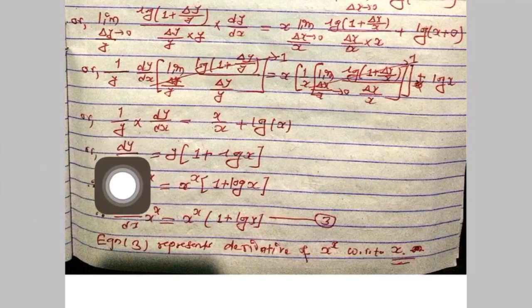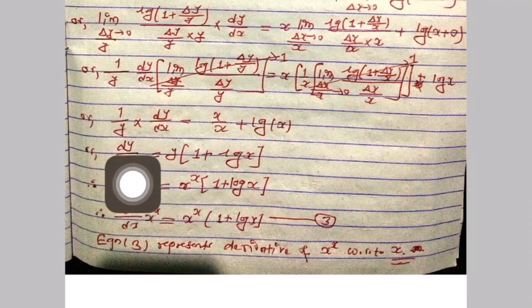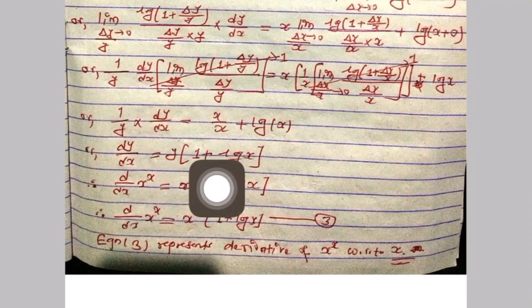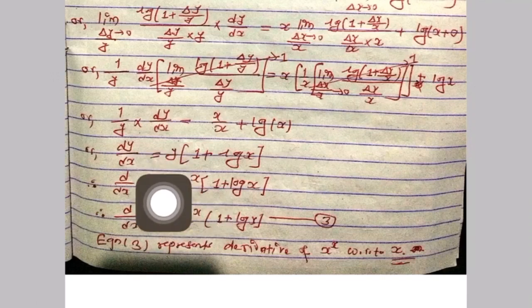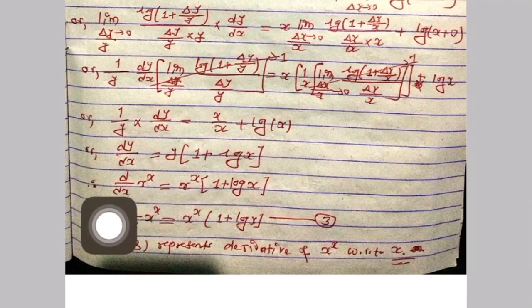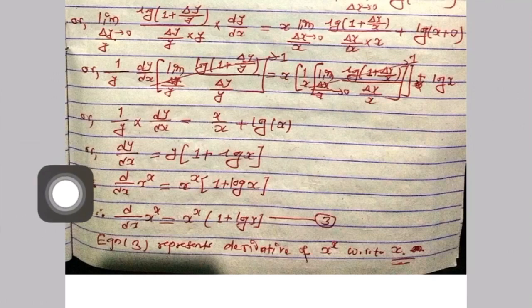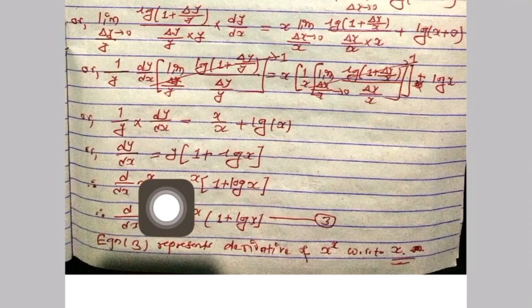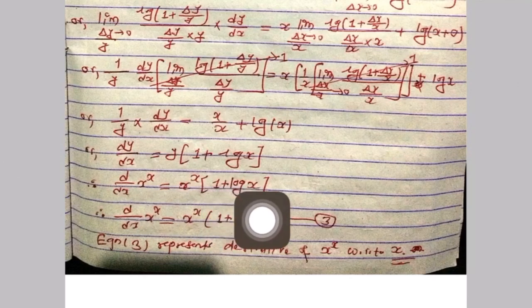So dy by dx is equal to, after taking this y to the right hand side, dy by dx is equal to y times 1 plus log x, and the value of y is x to the power x. After substituting the value of y, x to the power x, we get the derivative of x to the power x with respect to x is equal to x to the power x times 1 plus log x.